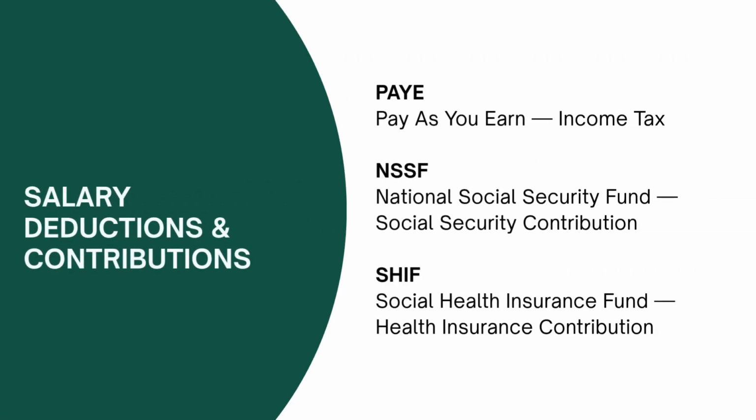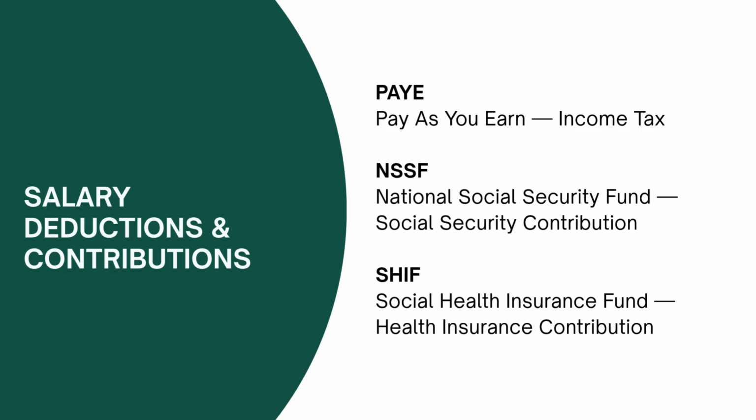Now that we understand the gross salary, deductions, and net salary, let's look at some of the deductions and contributions that may affect your take-home pay. First is PAYE, which stands for pay as you earn. This is an income tax deduction from your employment income. It is deducted by your employer and it is paid to KRA on your behalf. So the amount of PAYE you pay depends on your taxable income, that is your salary, the KRA approved tax rates, and any reliefs that you may qualify for.